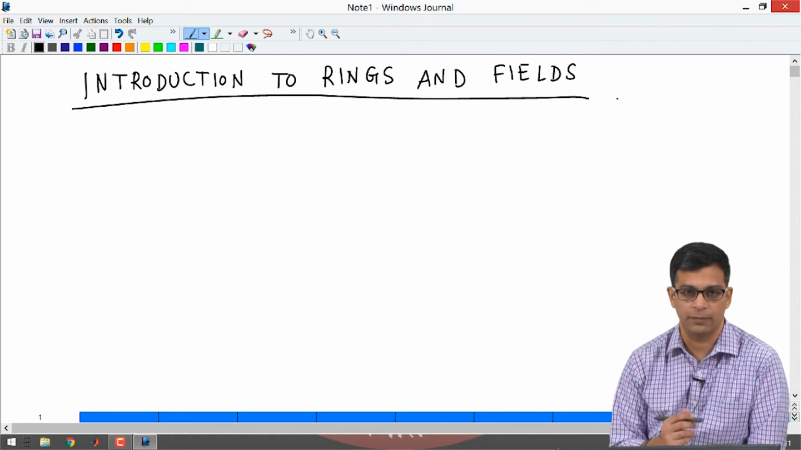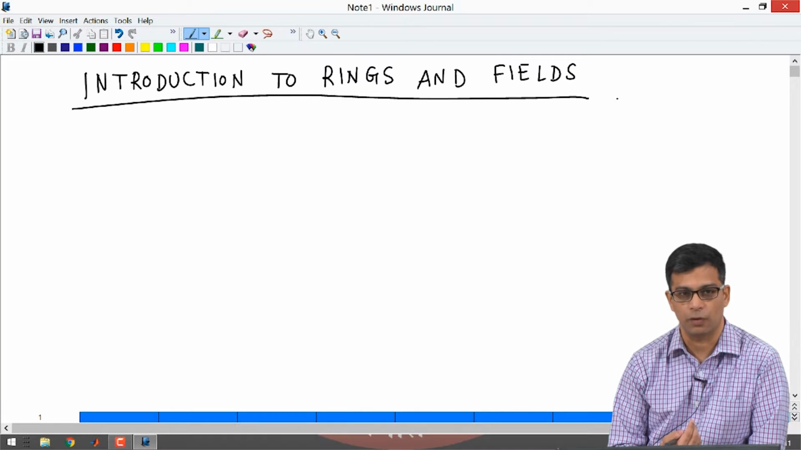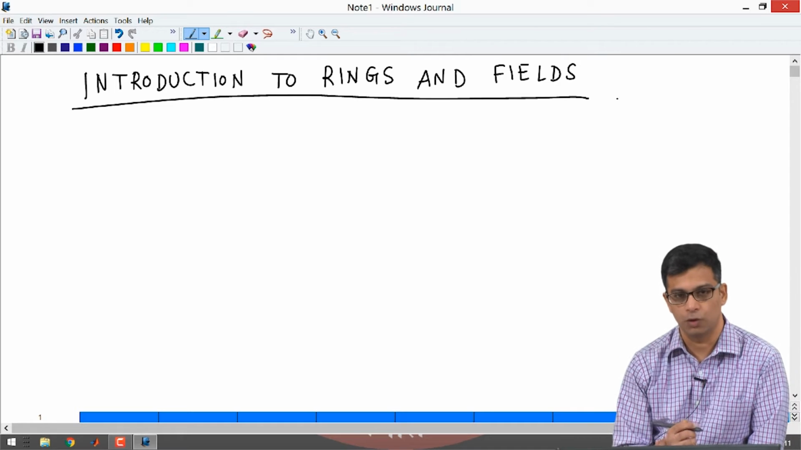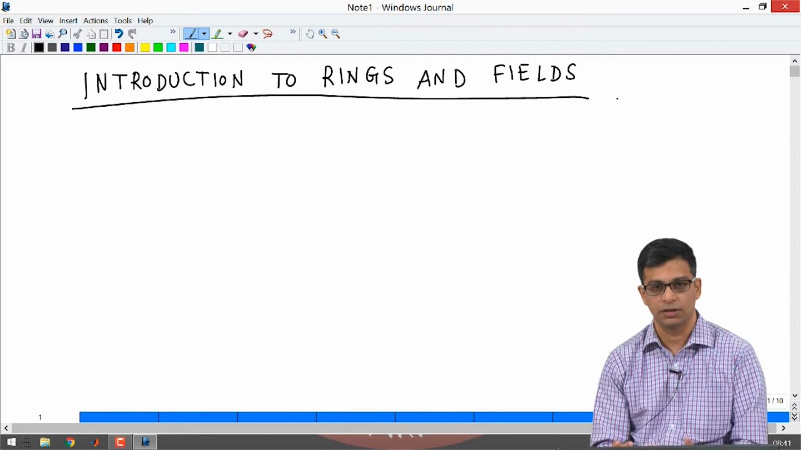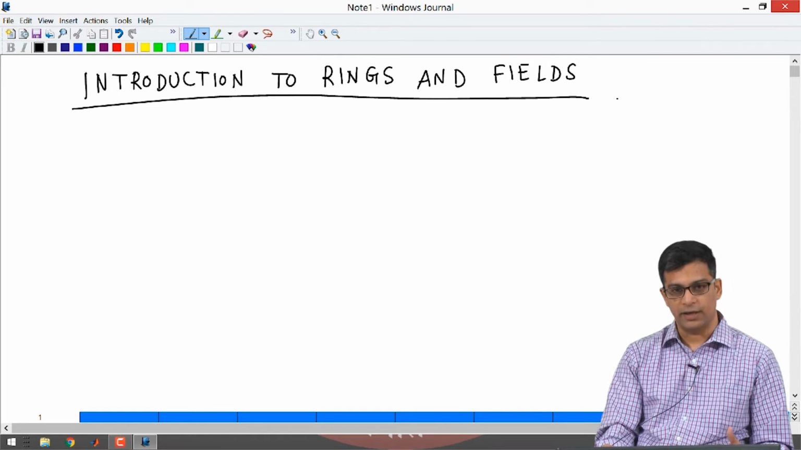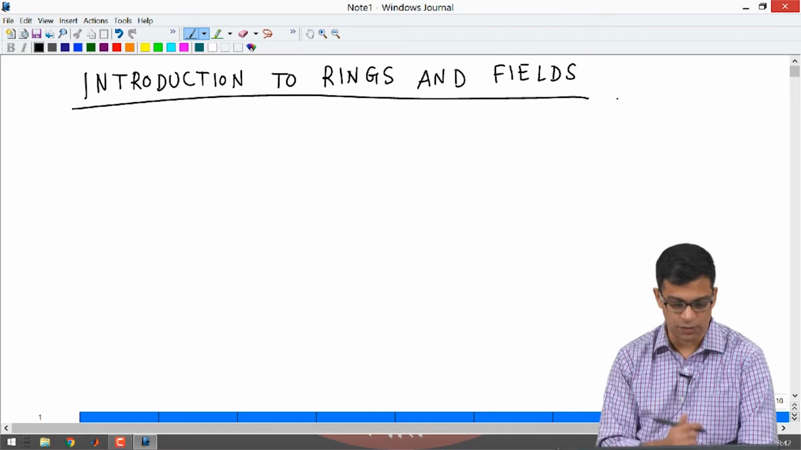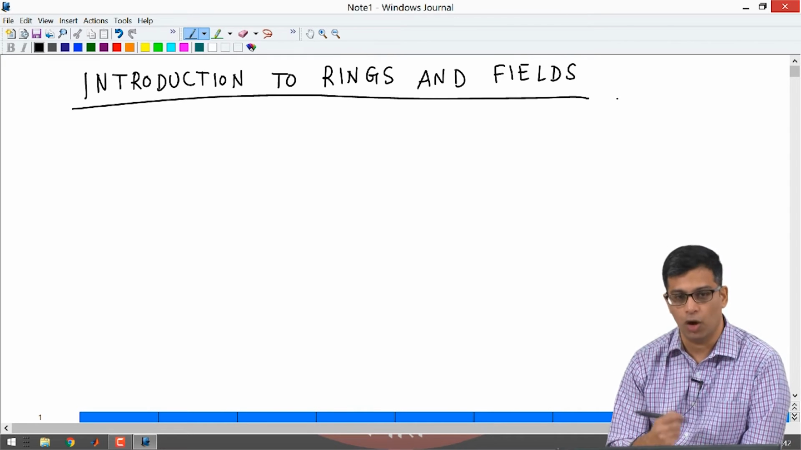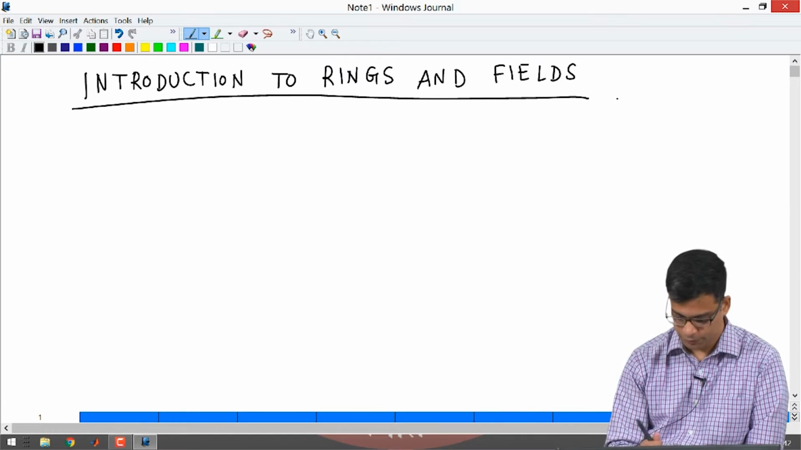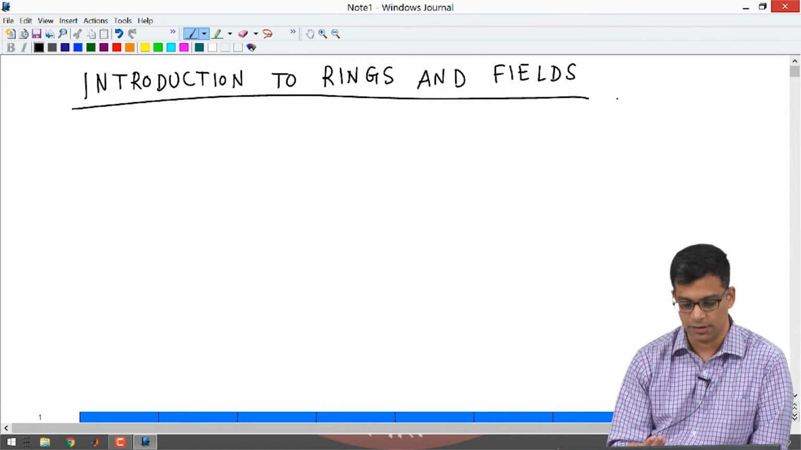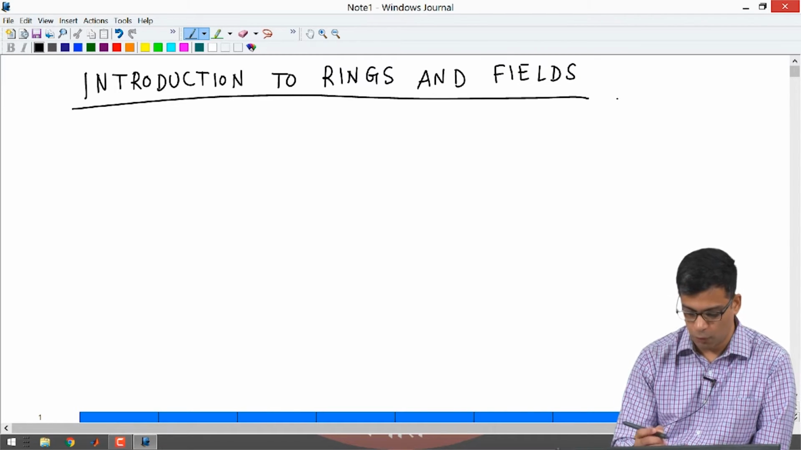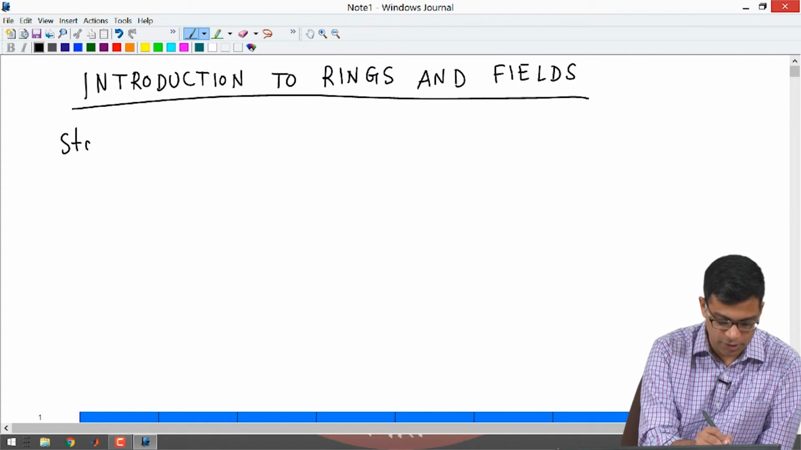I am going to start with basic examples before I give you the formal definition of a ring. You all know what a group is. A group is a set with an operation on it which has certain properties: there is an identity element, every element has an inverse, the operation is associative. A ring is something which has two operations. We usually call these operations addition and multiplication. With respect to addition, the ring is supposed to be an abelian group. With multiplication, it need not be a group.